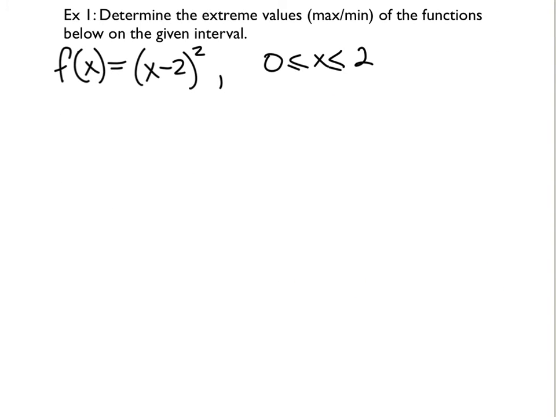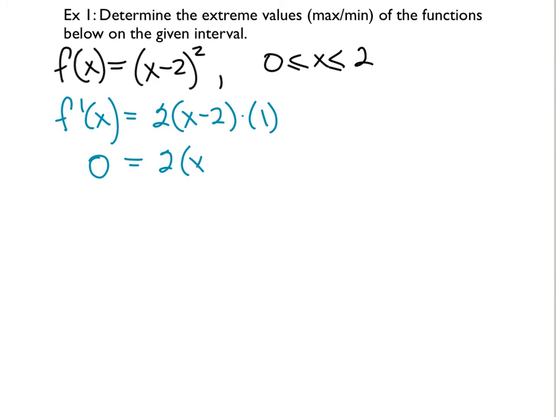Okay, so now let's look at this algebraic example where we have f of x is equal to x minus 2 all squared, and our interval here is from 0 to 2. So let's take the derivative, and it's going to be 2x minus 2 times 1, and now set that to 0, so that's just 2x minus 2, and here the 2 is gone, so x is equal to 2. So that is our critical point, which also happens to be our endpoint.